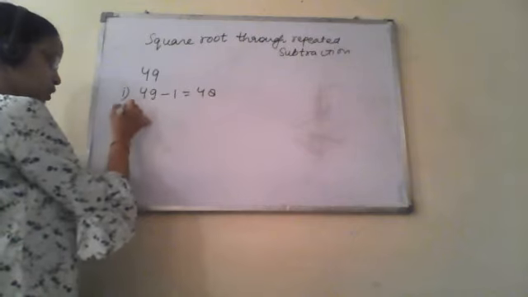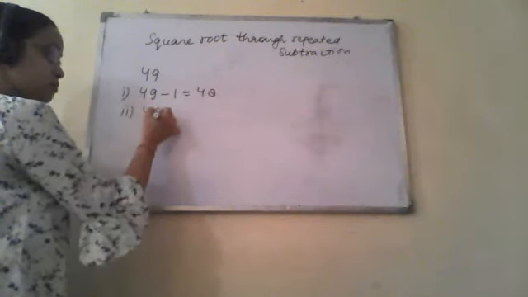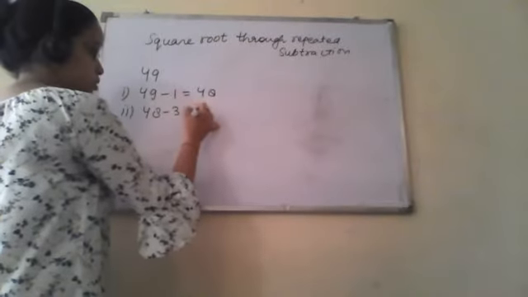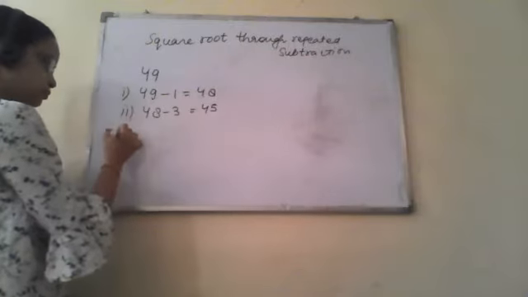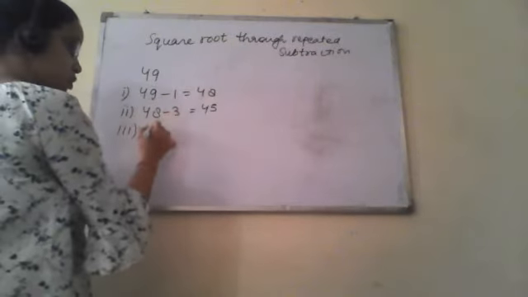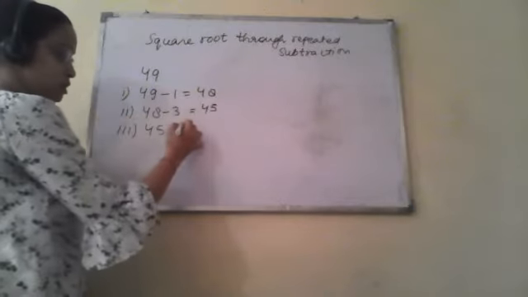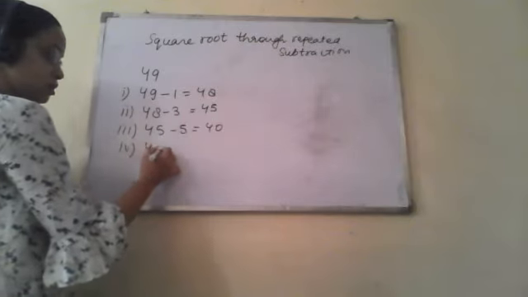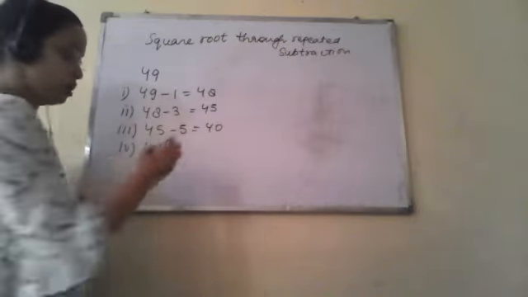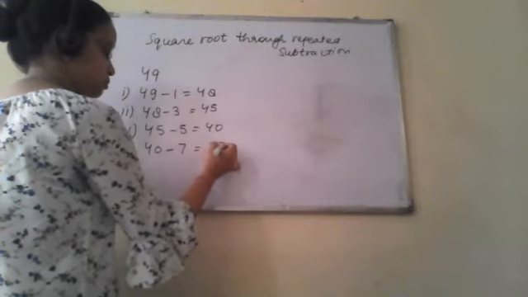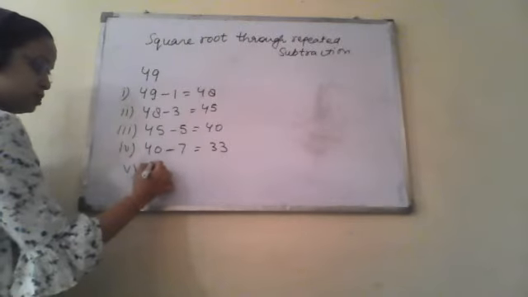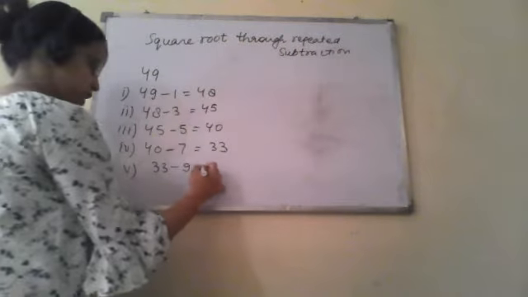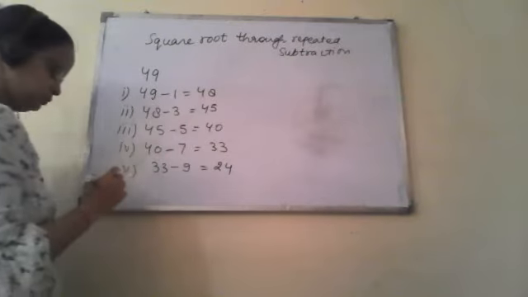Clear? Second, from this 48 we will subtract the next successive odd number, that is, after 1 the next odd number is 3, so this is 45. From this 45 we will subtract the next successive odd number, that is 5, this is 40. Step 4 will be, from this 40 we will subtract the next successive odd number, that is 7, it will become 33. From this 33 we will subtract the next successive odd number, that is 9, and we have 24.